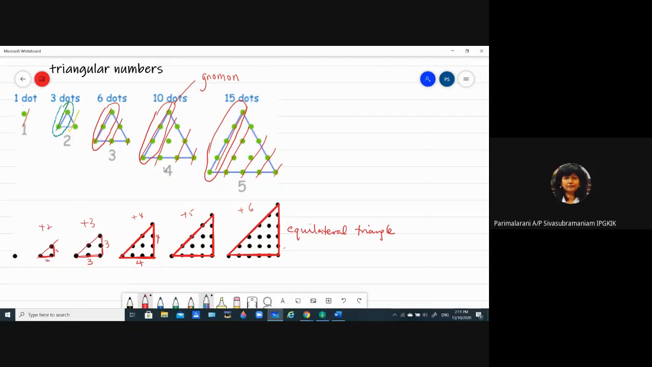So here the number is 1. Here is 1 plus 2, correct? You add 2. So here we plus 3. The former number is 1 plus 2, we add here plus 3. Here is 1 plus 2 plus 3, this previous number, plus 4. Here is 1 plus 2 plus 3 plus 4. And we add a new row, plus 5. This one is 1 plus 2 plus 3 plus 4 plus 5 plus 6. So what is the next number?